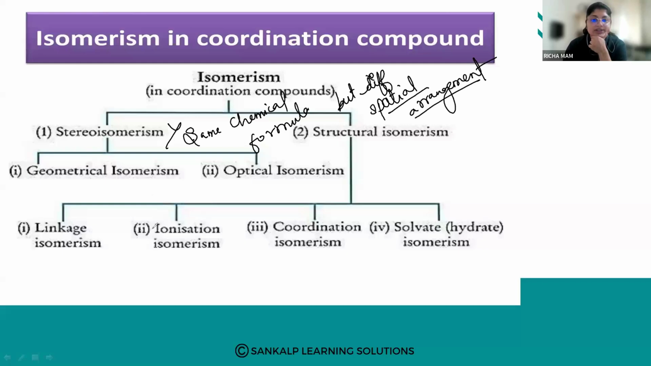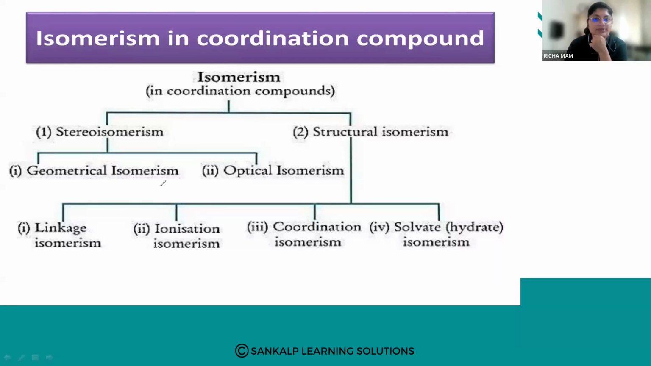In this there are two types, geometrical isomerism and optical isomerism. Very important. Please, you should know all these six types of isomerism. In structural isomerism, you should know all four, and in stereoisomerism, you should know these two, geometrical and optical.